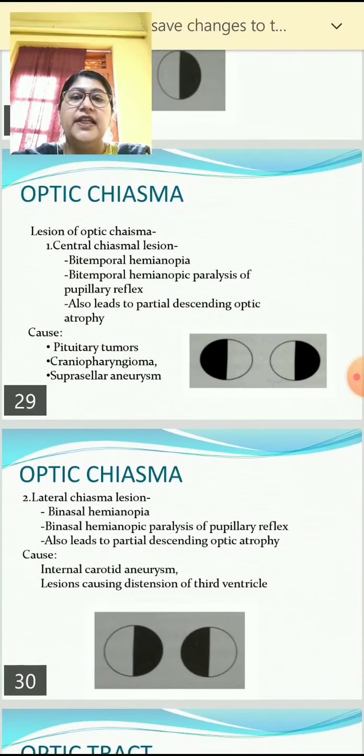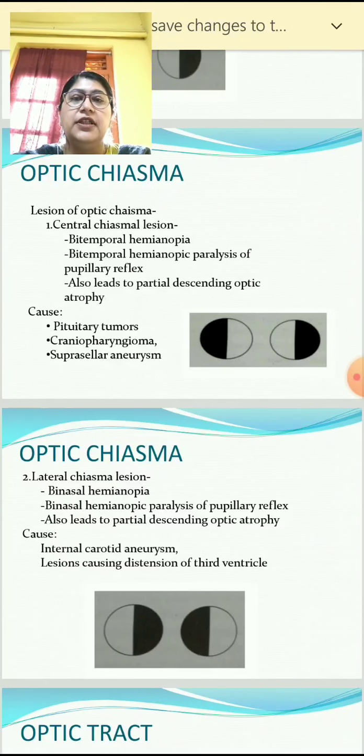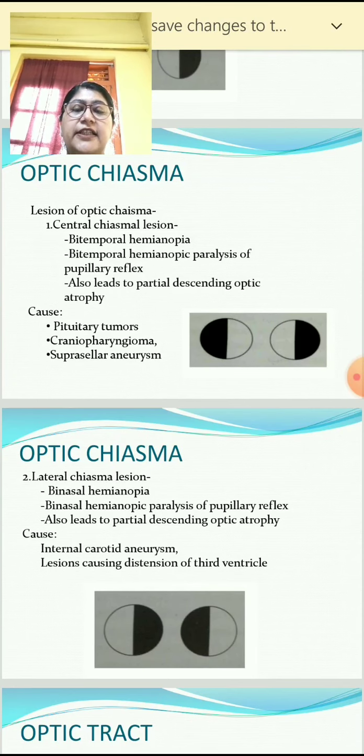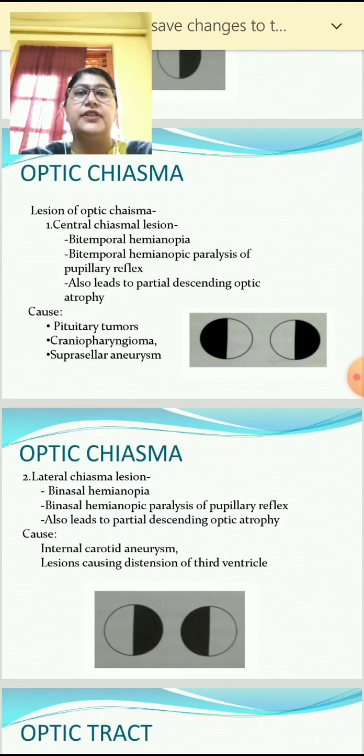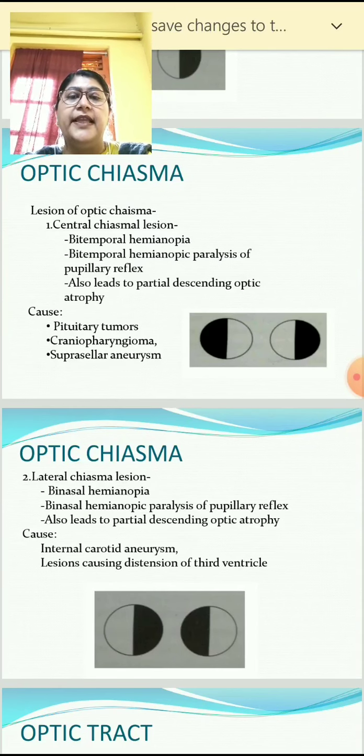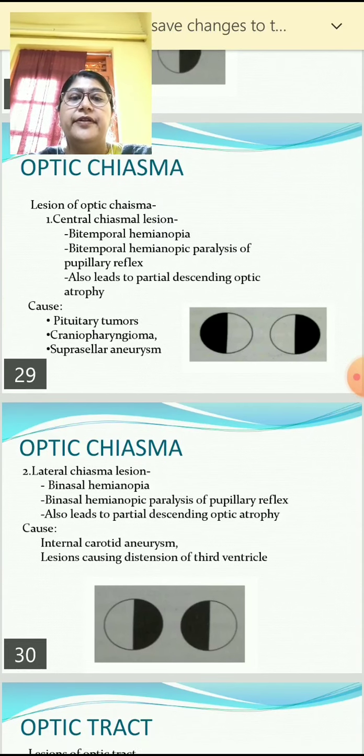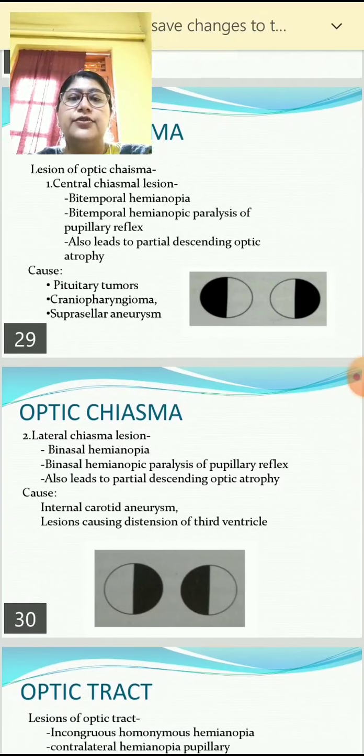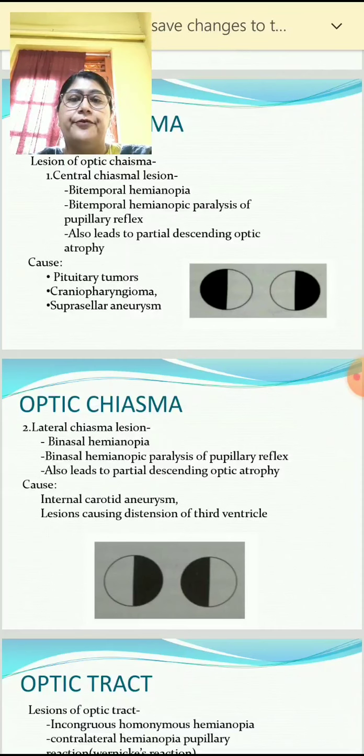Now if there is a lateral portion lesion in the optic chiasma, what happens? There is binasal hemianopia. You can see the mid portions are shaded, which means the nasal portions. Binasal hemianopia, binasal hemianopic paralysis of pupillary reflex, also leads to partial descending optic atrophy. Causes may be internal carotid aneurysm, or lesions causing distension of the third ventricle.